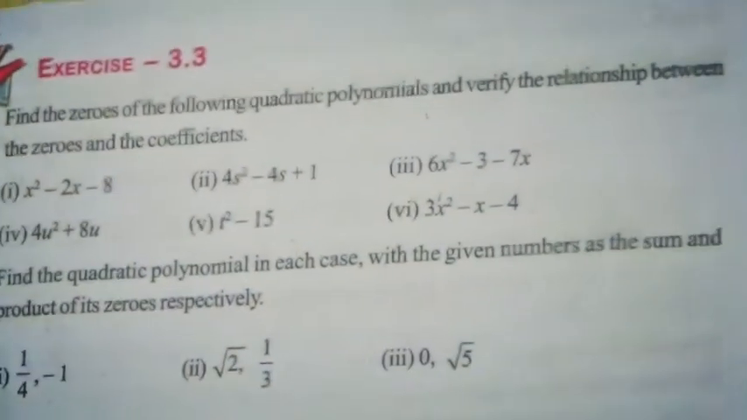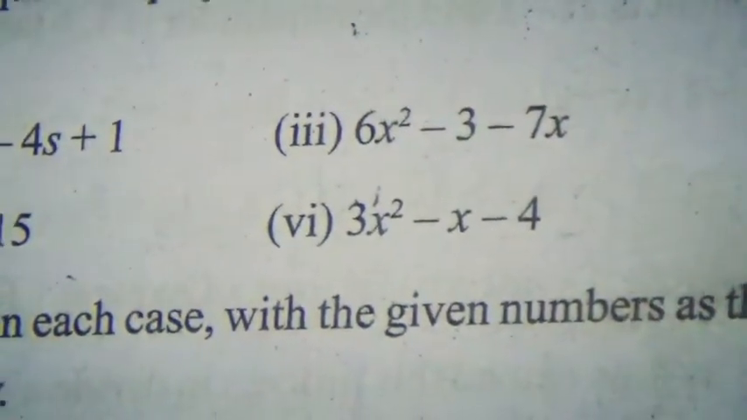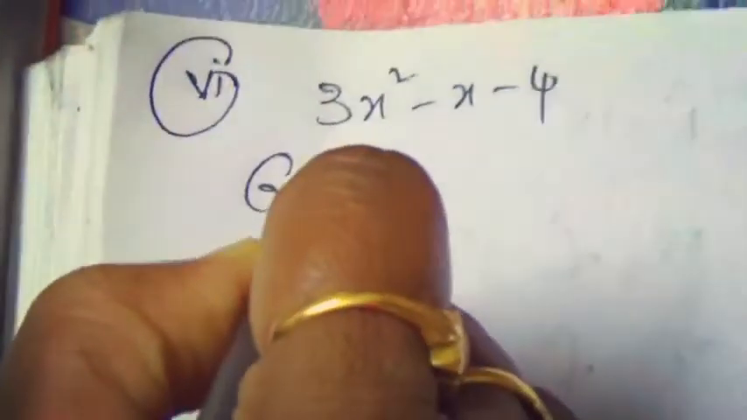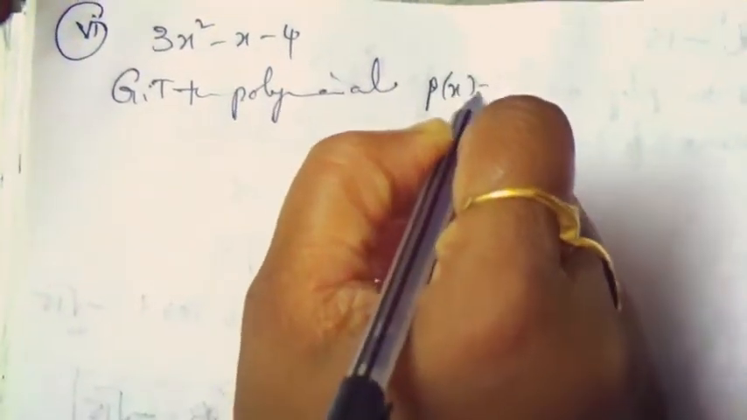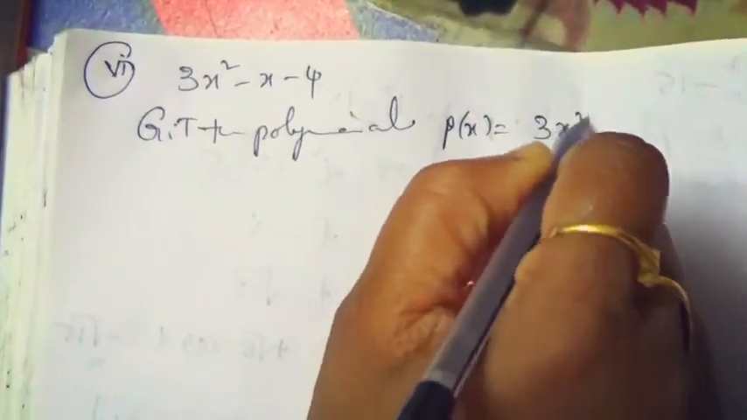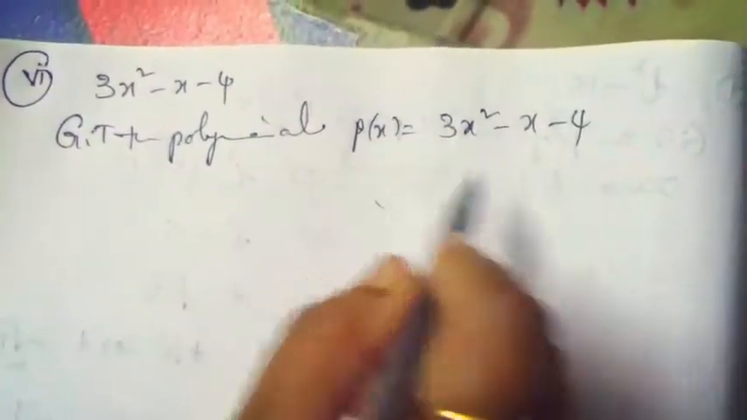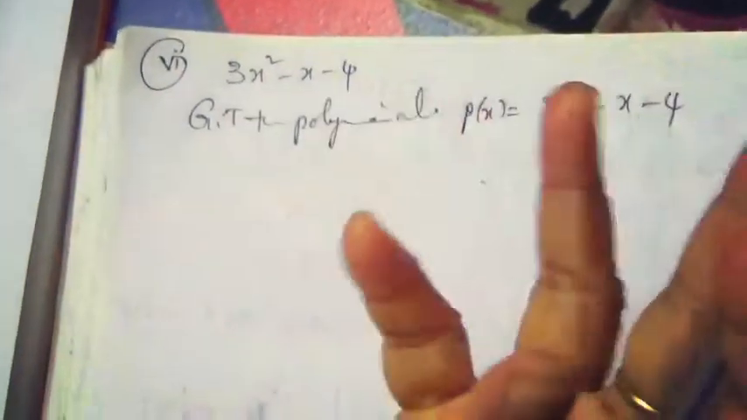Next you have the sixth sum, right? What is the sixth sum? 3x square minus x minus 4. Given that the polynomial P of x, x is a variable, no, then I will take it as P of x, 3x square minus x minus 4. Is the equation in order? Yes, the equation is in order. So hence I will take the same.